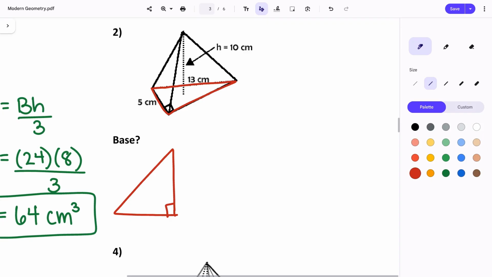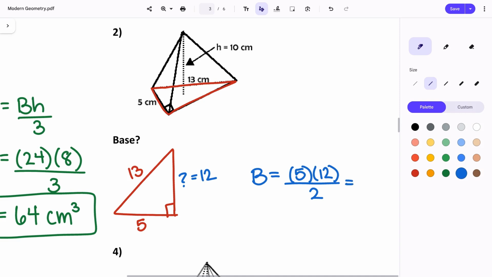What do you know about this triangle? 5, 13, 12. Because we know the 5 and we know that the hypotenuse is 13. And we've talked a lot about this pattern. We don't know this side, but that would be my 12. It's one of those Pythagorean triples that we've seen show up a lot. So how would I find the area of just this triangle? Because this would be my B. Good. 5 times 12 divided by 2, which is how much? 30. That's just capital B.